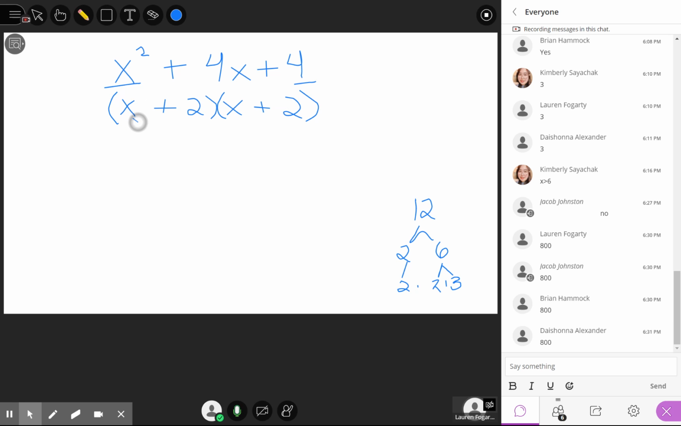So we're going to distribute this x times everything in the other parentheses, and then we'll distribute this 2 times everything in the other parentheses. You may have heard of this as FOIL in the past, first, outer, inner, last. So first times first, x times x is x squared. Check, we got that right.